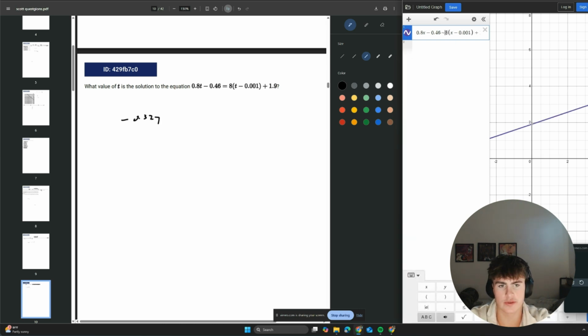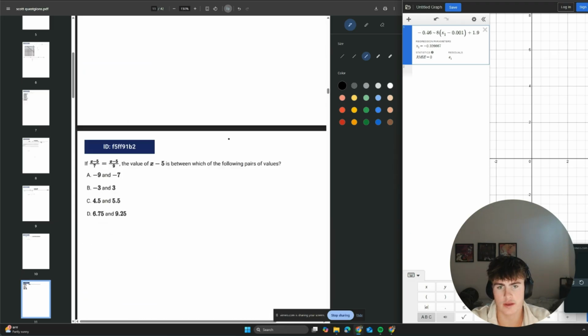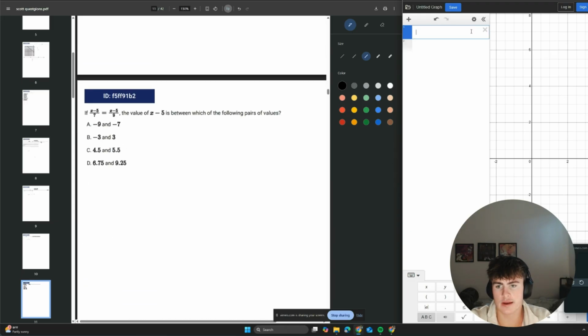Let me verify this with a tilde real quick. Okay, so I did that right. Okay, it's good. This is the answer. Alright, good. Next. If this is that, the value of x minus 5 is between which of the following pairs. This one's really, really easy.